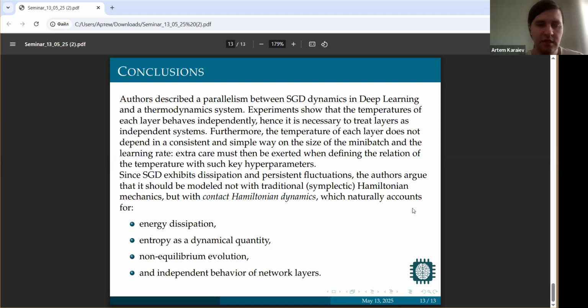And they proposed a model of Hamiltonian mechanics with a dissipative term, which they called contact Hamiltonian dynamics, to use in further research, further experiments that will take into account energy dissipation, entropy, non-equilibrium evolution, and others. That's maybe all that was interesting in this current article.